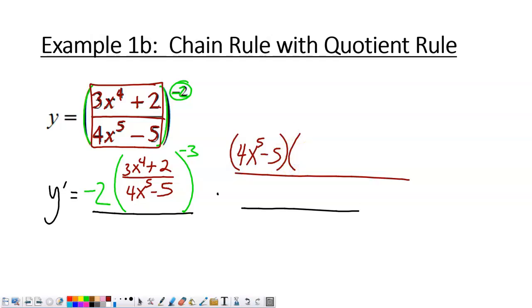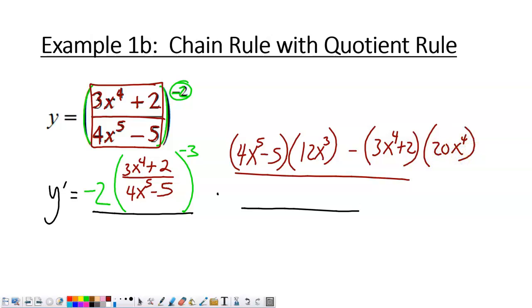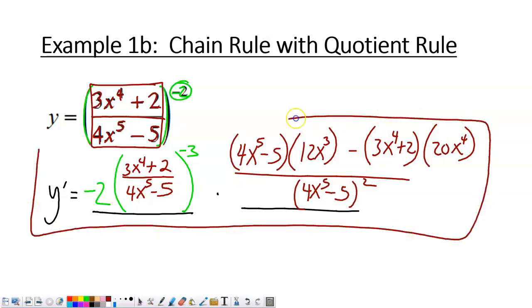d high minus high d low. Draw a line and square below. And there you go. So that's as far as I'm going to take it. I'm not going to go any further than that.